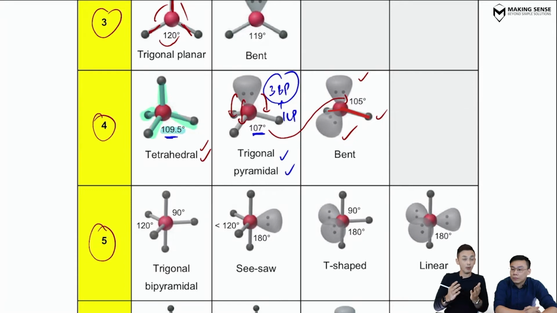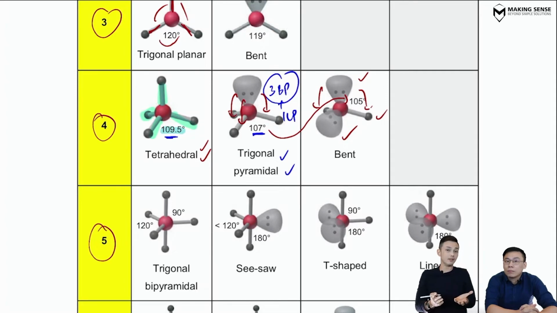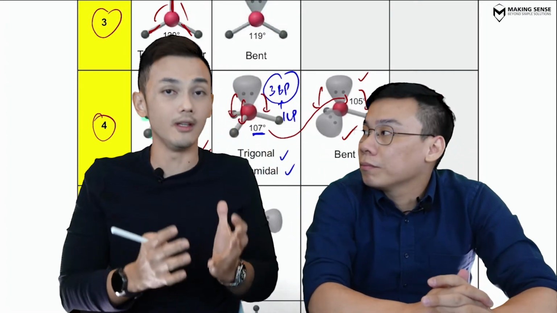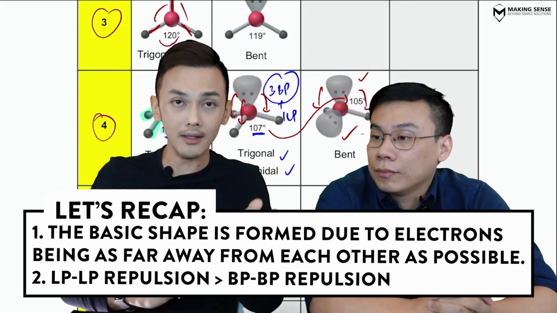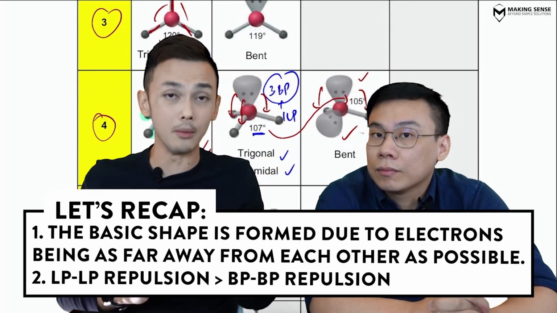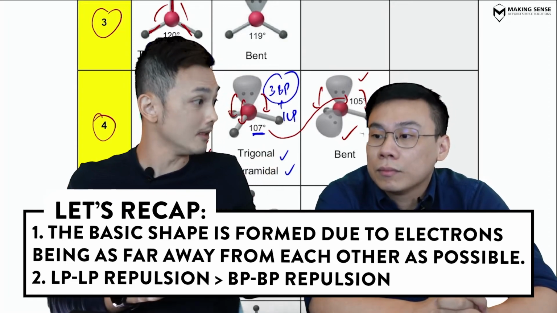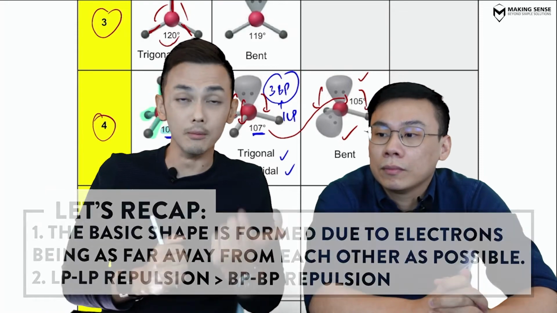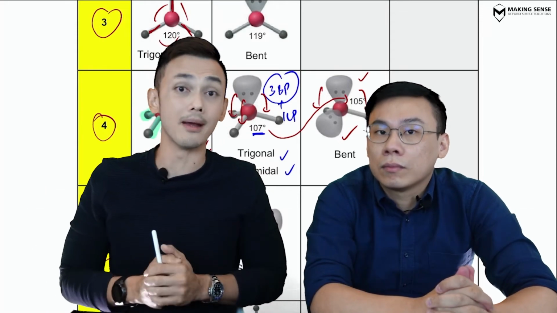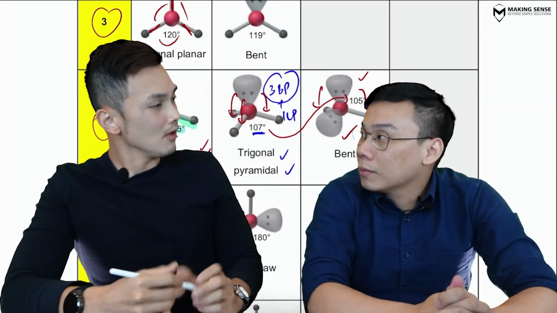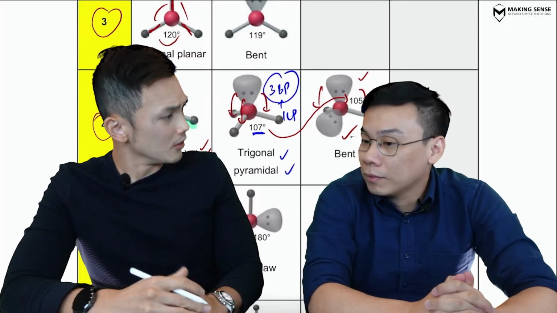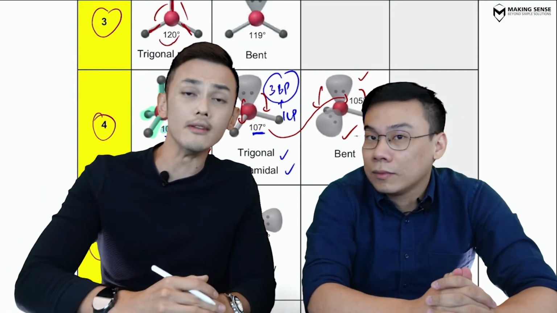The moment you have more lone pairs, there will be a greater repulsive effect, and that's why the angles further drop down to 105 degrees. So the basic assumptions of VSEPR are always dealing with the need to be as far away from each other as possible, which explains the basic shape, and the fact that lone pairs have greater repulsion than bond pairs. So Mr. Yap, just now you mentioned that lone pairs have greater repulsion than bond pairs. Can you share with us the reason why?